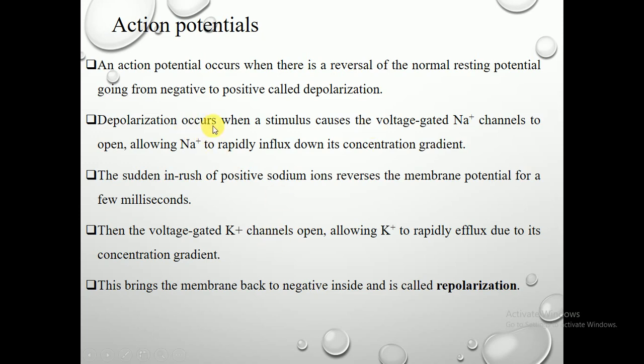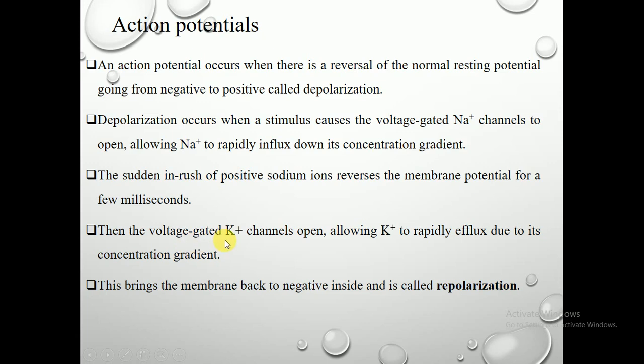Depolarization occurs when a stimulus causes the voltage gated sodium channels to open. After the opening of sodium channels, depolarization occurs by stimulation. It allows the sodium ions to rapidly influx down their concentration gradient. The sudden inrush of positive sodium ions reverses the membrane potential for a few seconds.